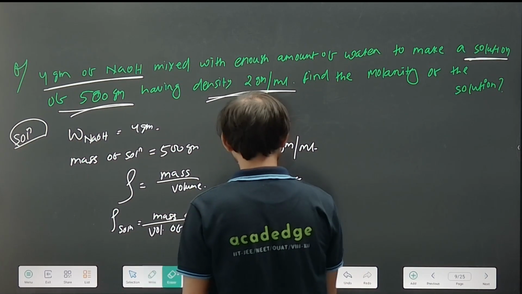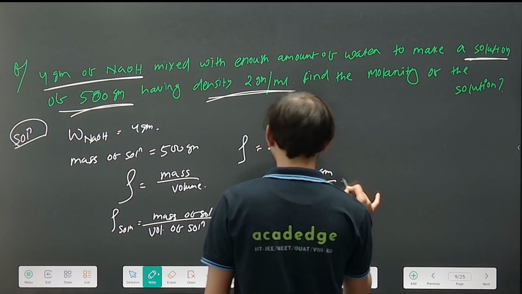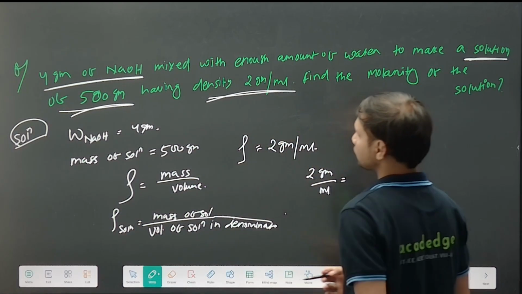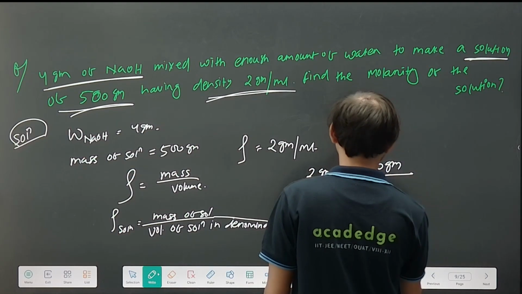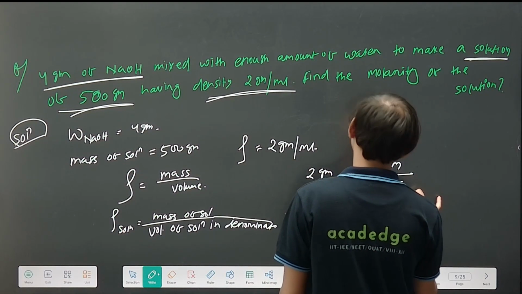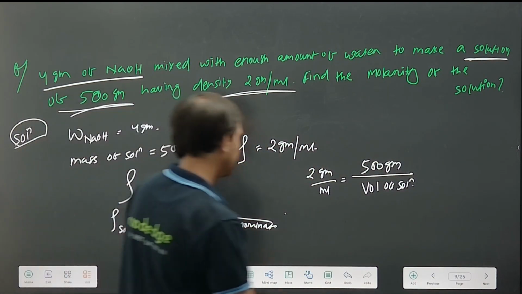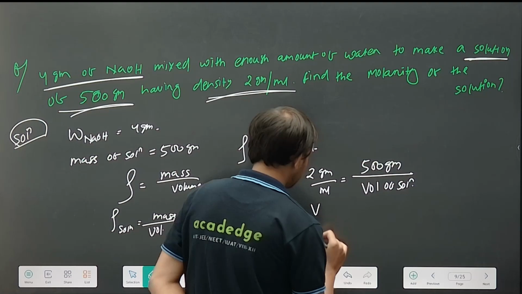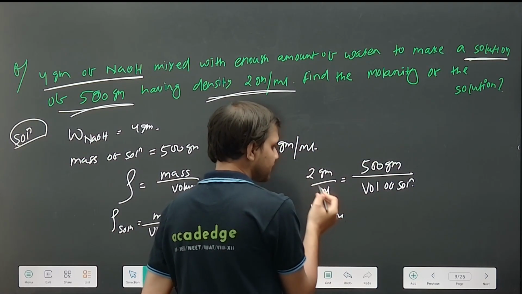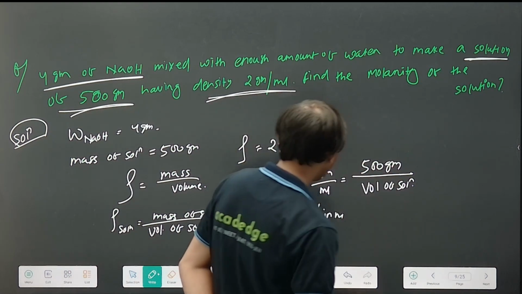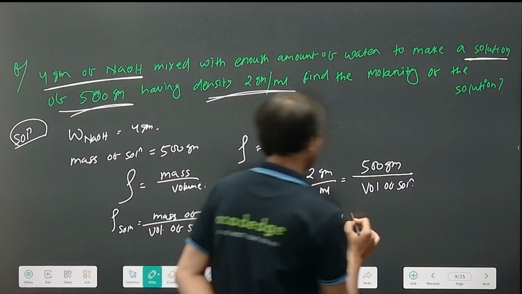So the density given to you is 2 gram per ml, which equals the mass of solution, already given in the question as 500 gram, divided by the volume of solution, which I need to find. By solving this I can find the volume of solution. If I divide the mass by the density, I will obtain the volume in milliliters.